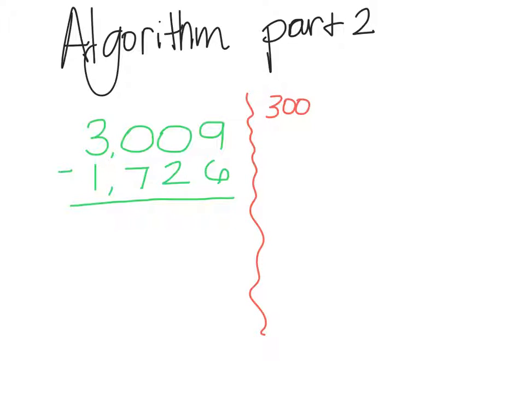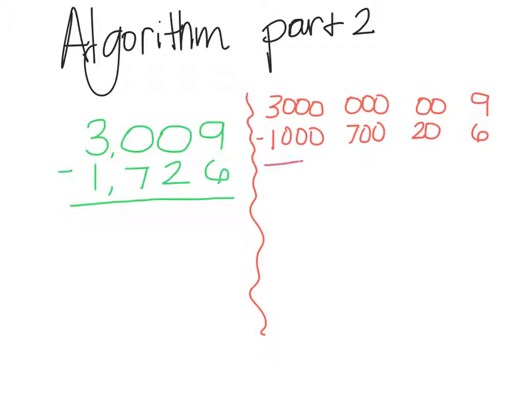So 3,000, nothing in the hundreds, nothing in the tens, 9 ones, minus 1,726. All right, so let's just do this. 9 minus 6 is 3.